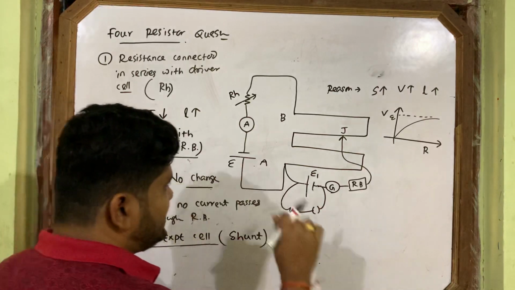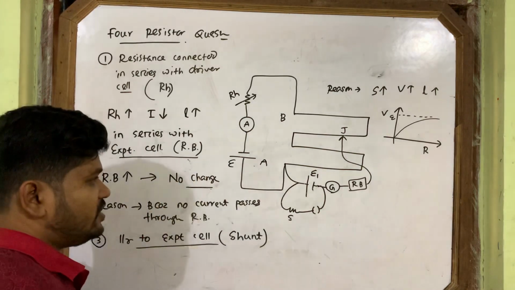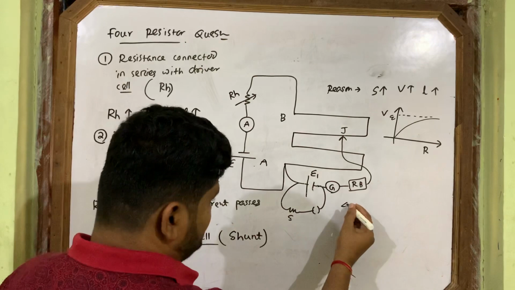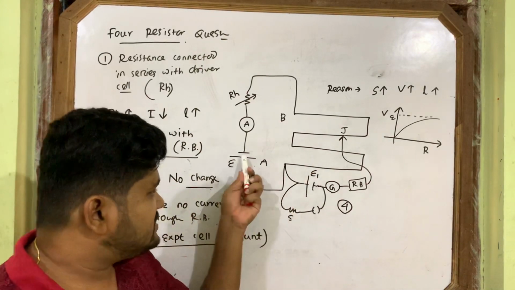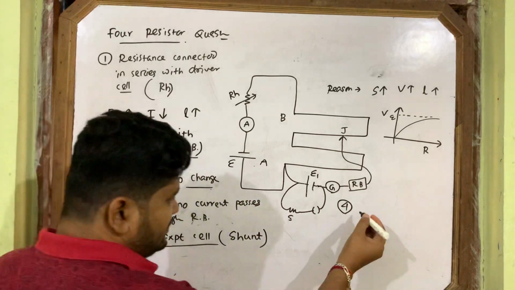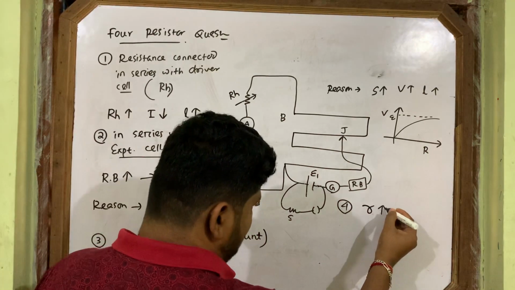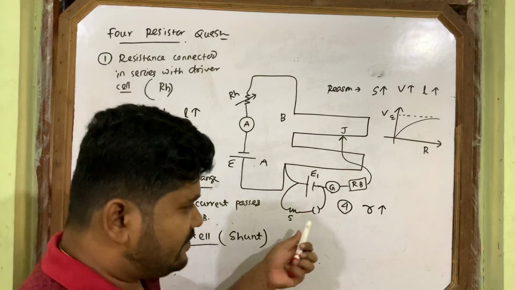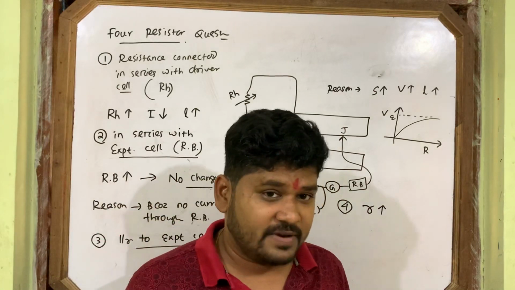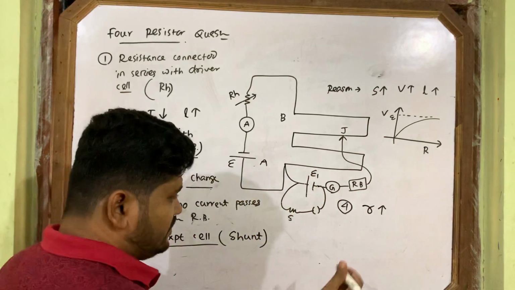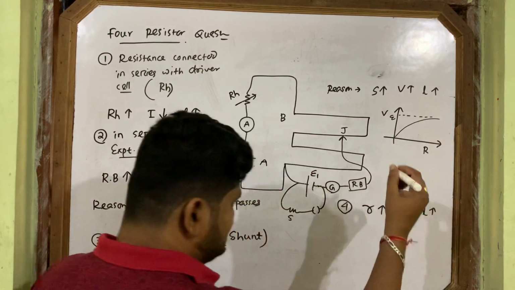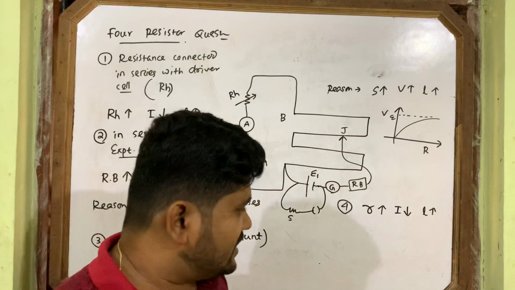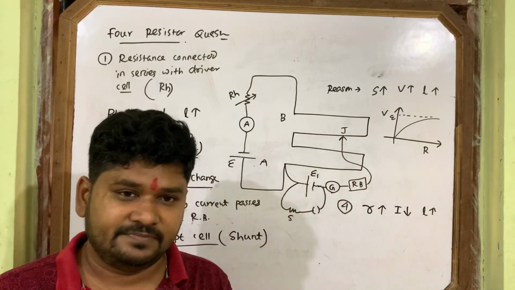Then comes the internal resistance of the driver cell. If the internal resistance of the driver cell changes, what happens to the null point? Now going to question 4, I am writing here: internal resistance of the driver cell, that is small r, increases. From formula number 1, which I told you just before, if internal resistance increases, current decreases, so balancing length increases.